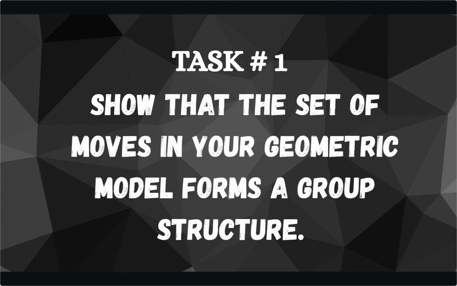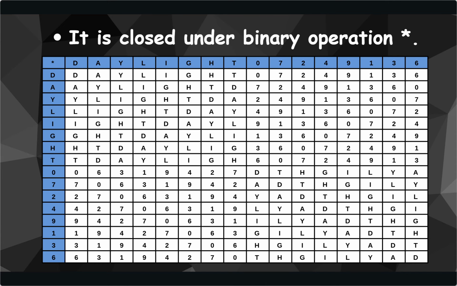And task 1, show that the set of moves in your geometric model forms a group structure. So it is closed under the binary operation because, as you can see, the resulting elements are all in the set.